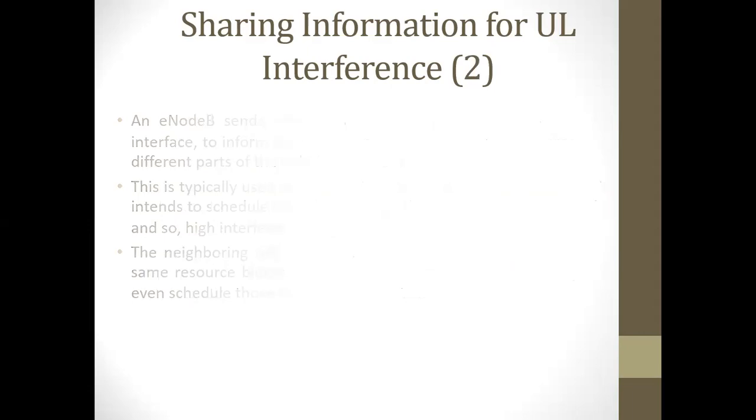The other part is that since the neighboring cell could also notify, we can view it from our own cell, that you may be receiving high interference on some resource blocks in uplink, and that's causing severe problems.